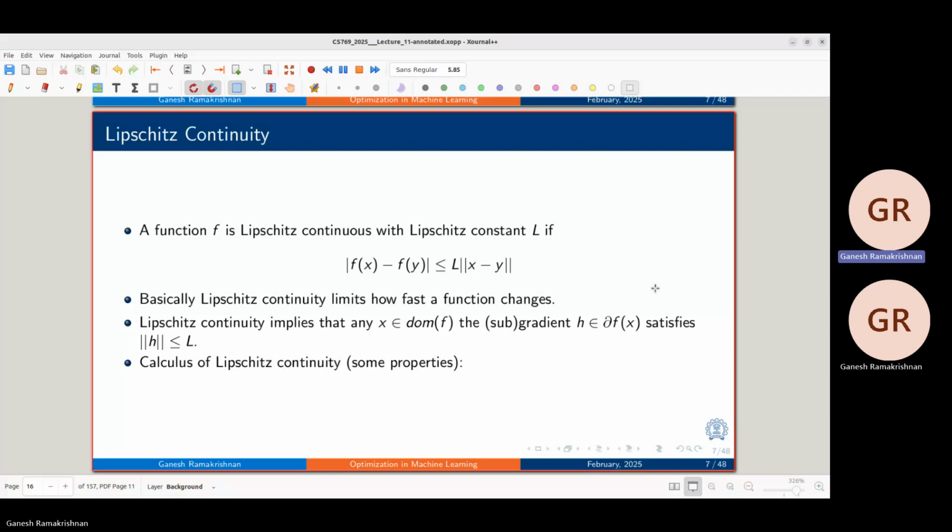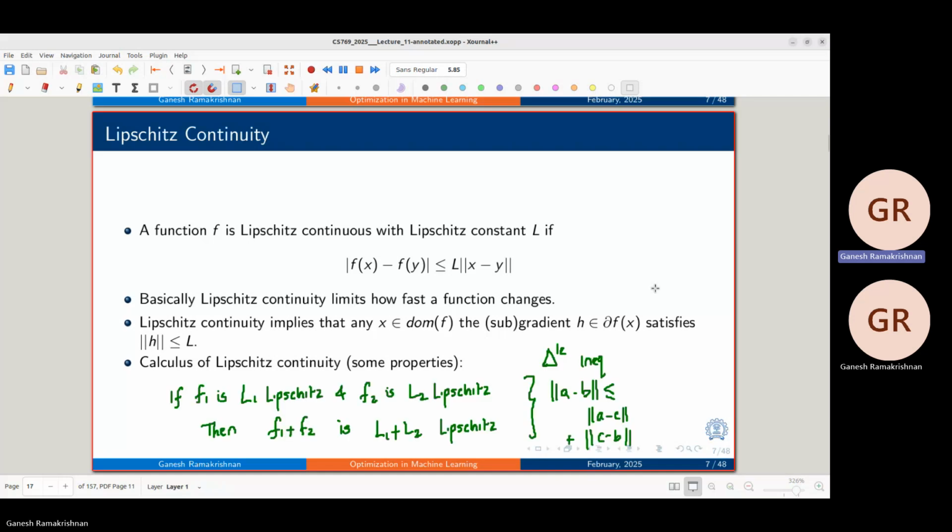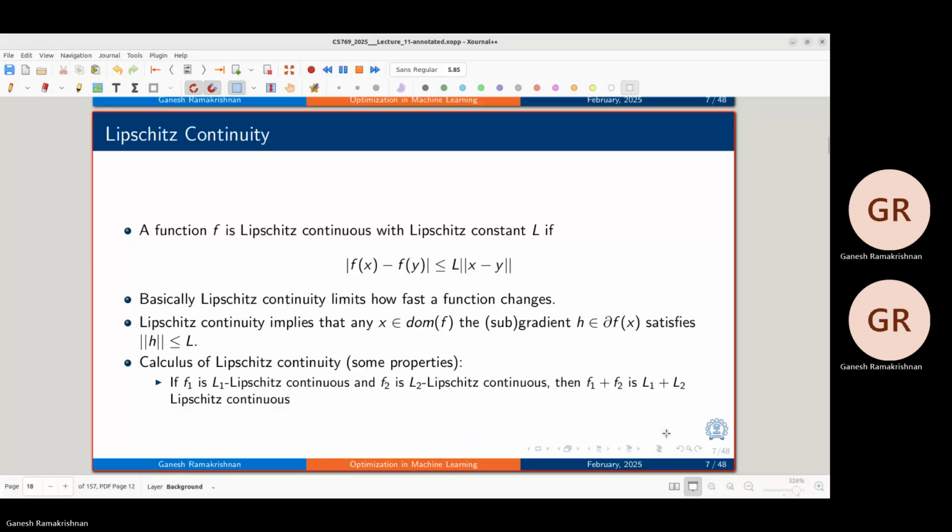So this is fairly straightforward. In general, sums of functions have the same properties as the original functions. You basically use this: norm of a minus b is less than or equal to norm of a minus c plus norm of c minus b. In this case, it will be the respective function differences. Okay, so this is done. f1 plus f2 is L1 plus L2 Lipschitz continuous. What else?